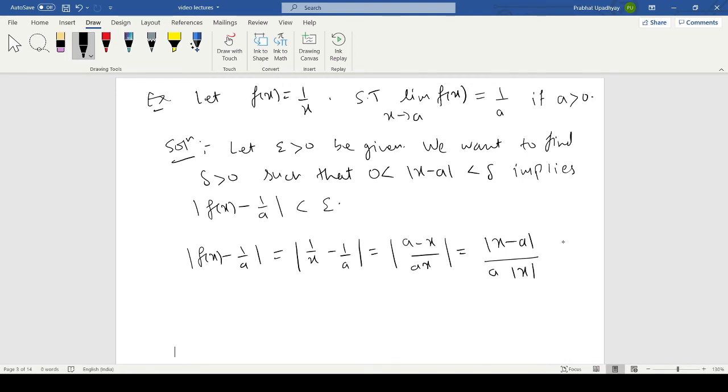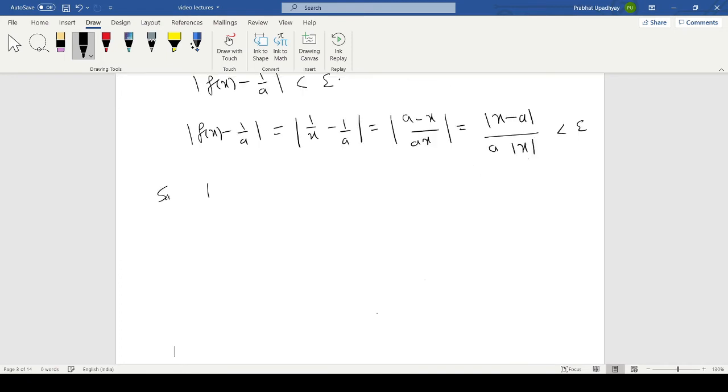And I want this term to be less than epsilon. See, I want a condition on |x − a| only, but here I have got |x − a| with some extra term, which is 1 upon a times |x|. So I should get rid of this term. Now say my |x − a| is less than a upon 2. a is positive, so a upon 2 is also positive.